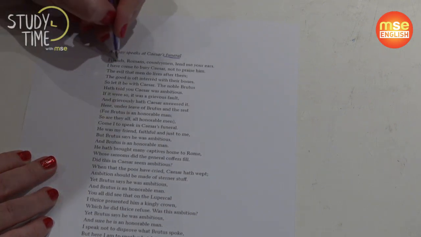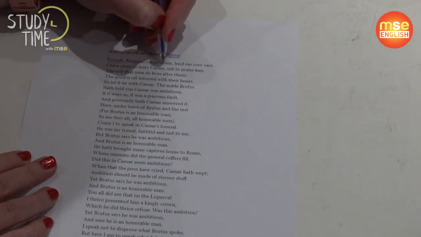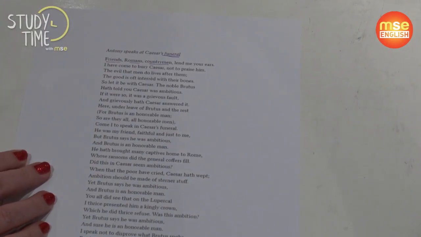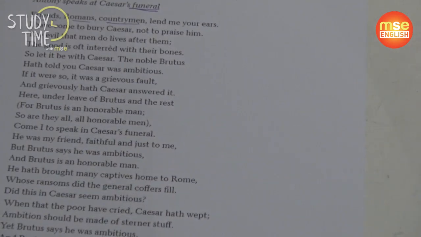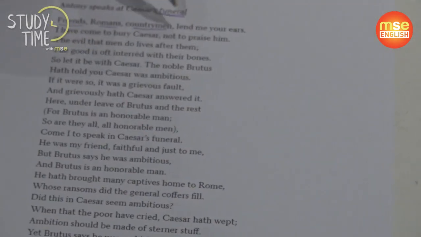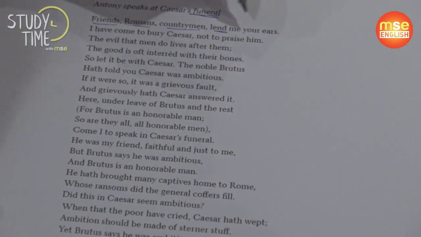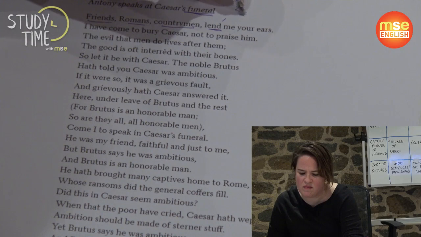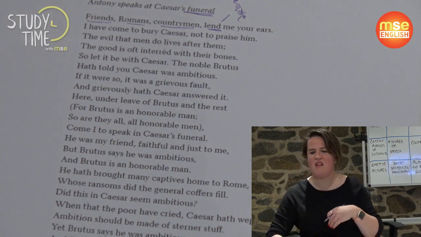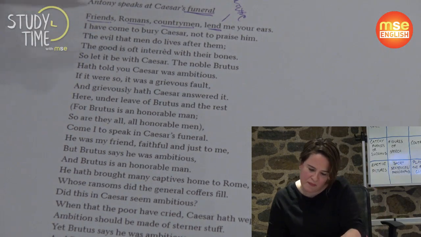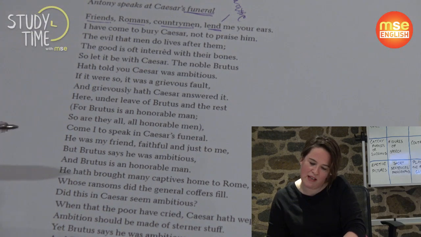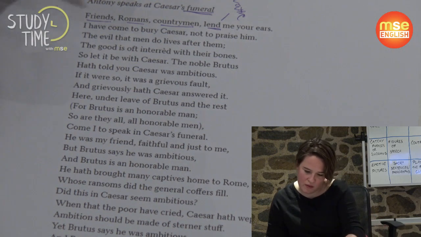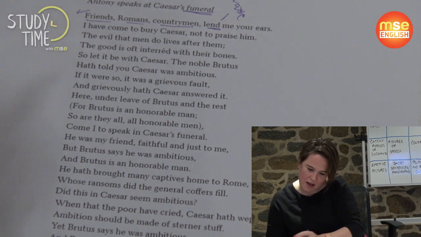So already what he's doing is lowering himself to the audience's place. He's saying, look, I'm one of you. Lend me your ears. This is an imperative verb, giving an order, but it's not as in your face as, you know, give me your ears. It's lend me your ears. I have come to bury Caesar, not to praise him. Right, if we think about it as well, there's another cluster of 3.